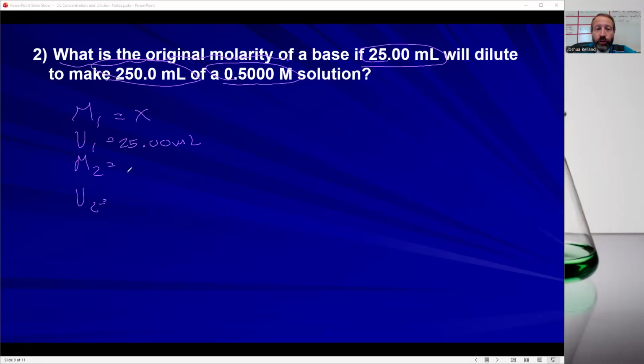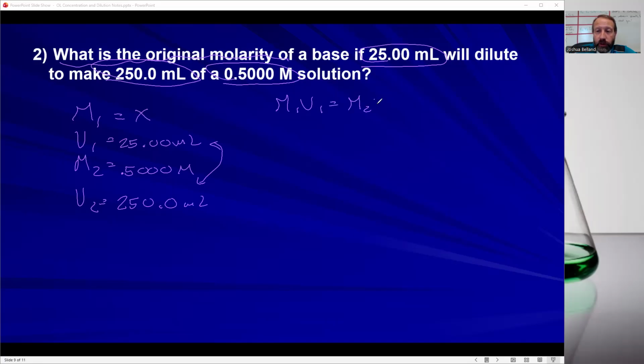And my new molarity is 0.5000, which is also 4 significant digits. And my new volume is 250.0 milliliters. Okay, which is good. I need these 2 to match, right? I need the milliliters only. If one was liters, one was milliliters, I'd have a problem. All right, so we are good to go.